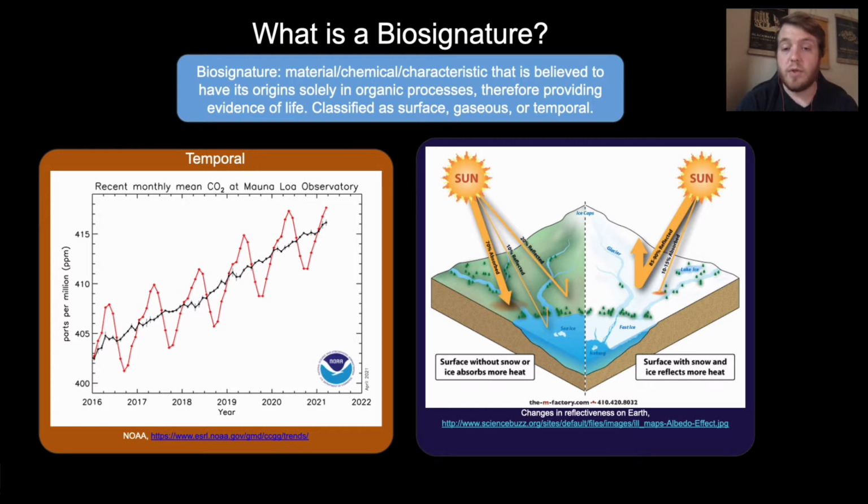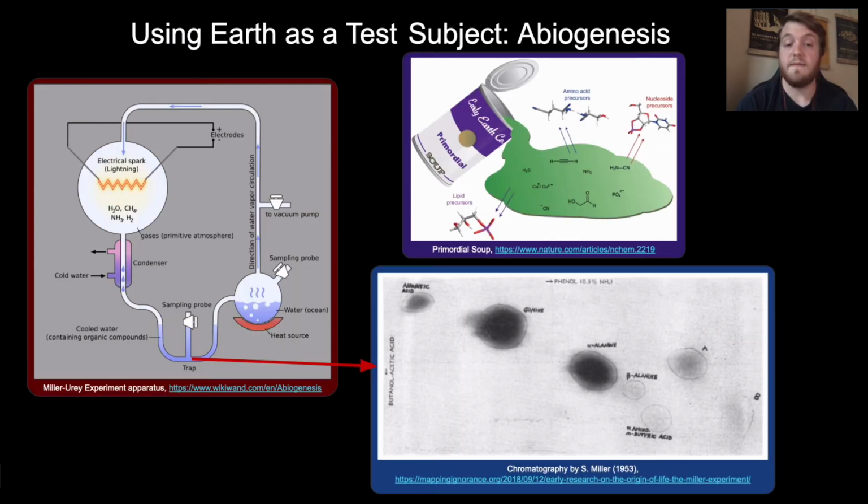Unfortunately, or maybe I should say fortunately, Earth is our only life source that we know of. So we need to use Earth as a test subject for many of our presence of life metrics, as well as studying how life develops on Earth. To begin that discussion, I wanted to go back to the study of abiogenesis.